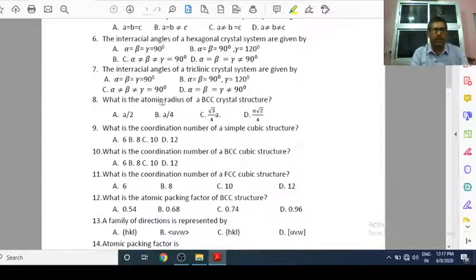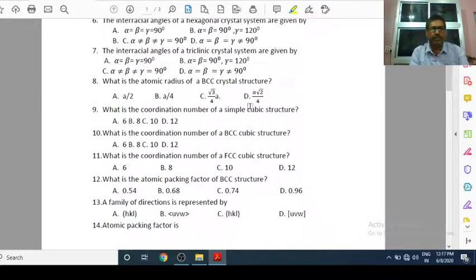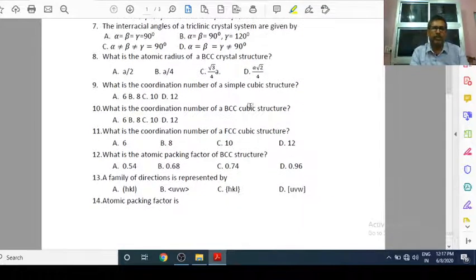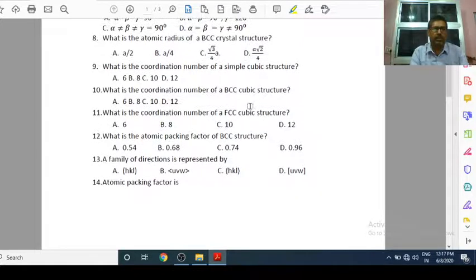Next question is, what is the atomic radius of a BCC crystal structure? You will get the answer if you see the previous video. The answers of all questions are already discussed. So you have to see the previous video to answer these questions. So this is your question number 8. What is the atomic radius of BCC crystal structure?